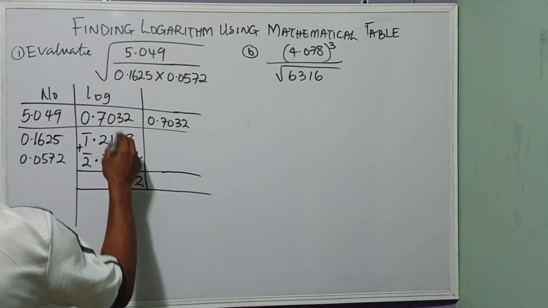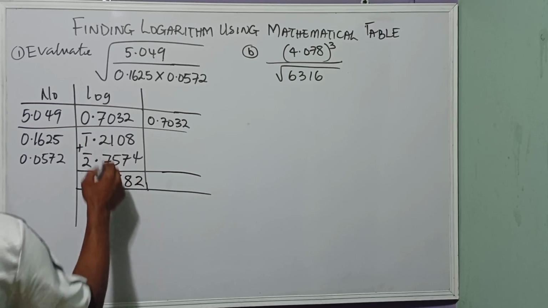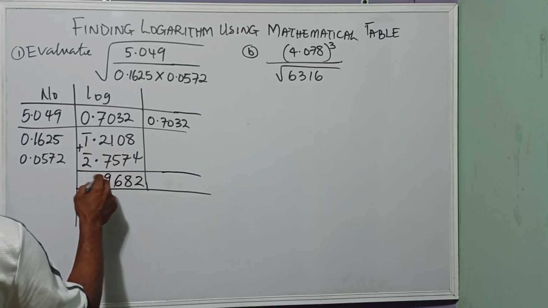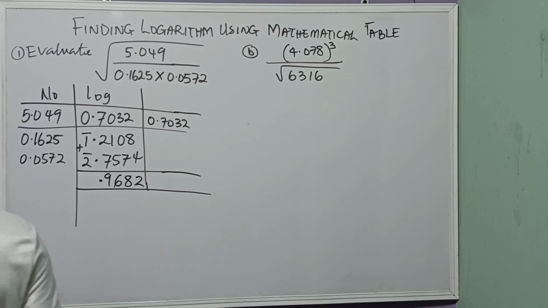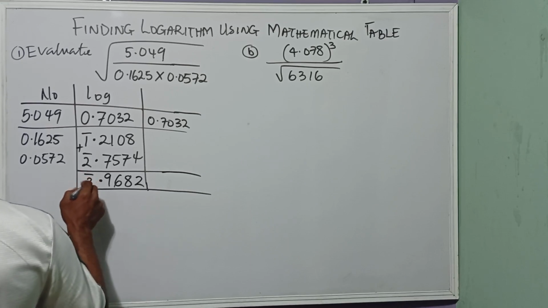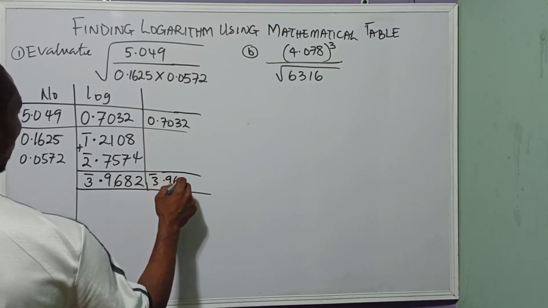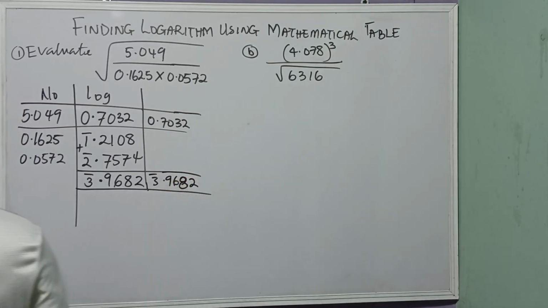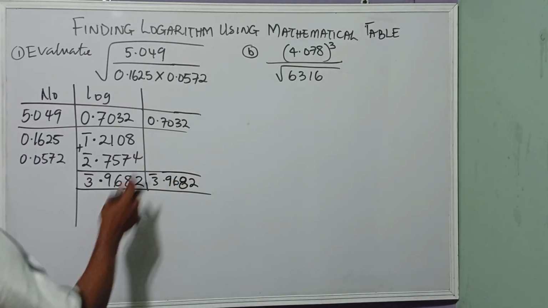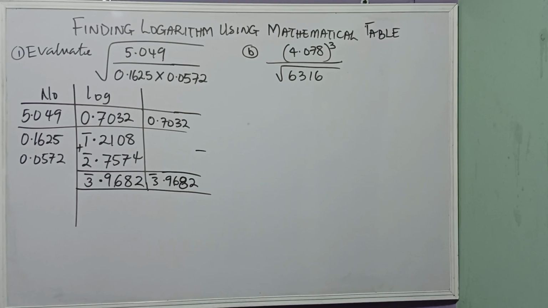Write down 2. Carry 1. 1 plus 7, 8. This is 6. And this is 9. We have point. Now, minus 1 minus 2 will give us a minus 3. Now, bringing it out to a minus 3.9682. Now, since this is division, it becomes subtraction.